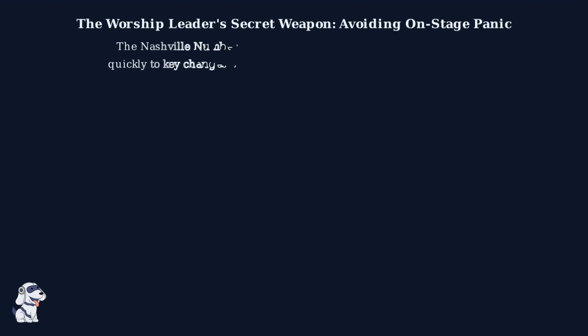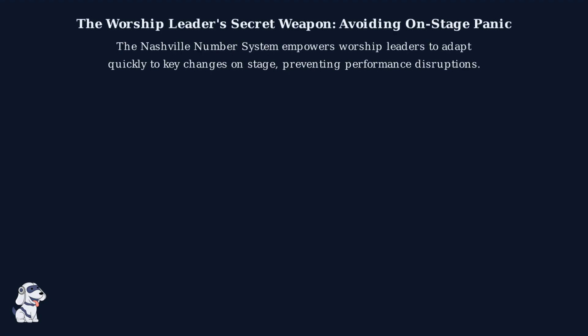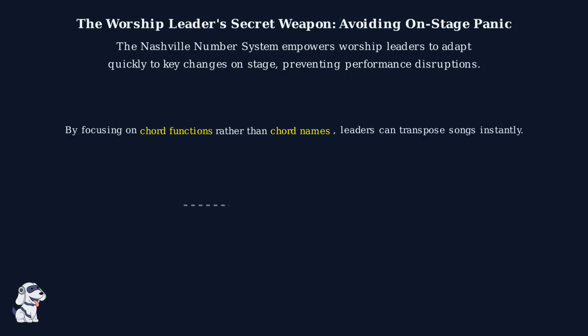The Nashville Number System serves as a critical tool for worship leaders facing unexpected key changes during live performances. By emphasizing chord functions within the scale rather than specific chord names, musicians can transpose entire songs instantly, maintaining musical flow and avoiding disruptions. Rather than memorizing absolute chords like E, A, C sharp minor, G sharp, leaders think in terms of scale degrees, the tonic, subdominant, mediant, and dominant functions. This functional approach allows immediate adaptation to any key.